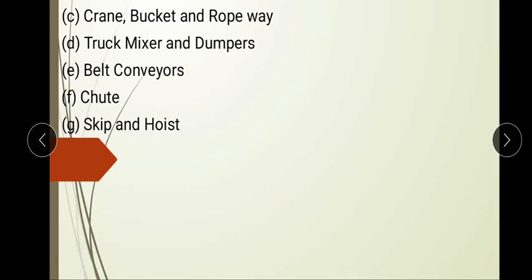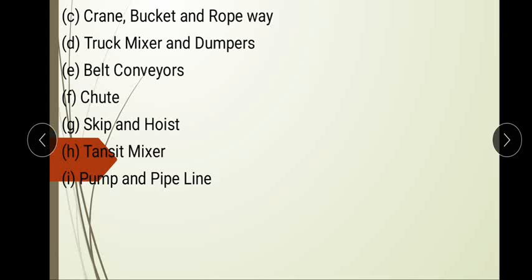So, belt conveyor, chute, skip, hoist. Next one, transit mixer. It is also a way to transport fresh concrete easily from one place to another. Next one is using pump and pipelines.